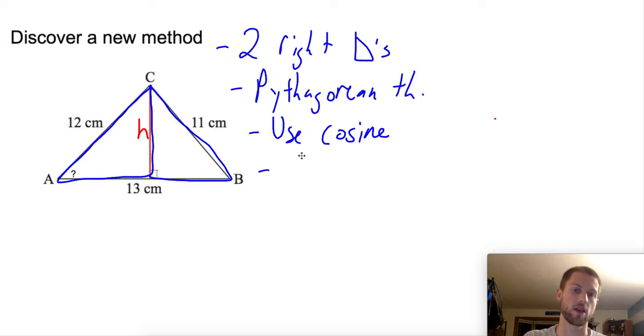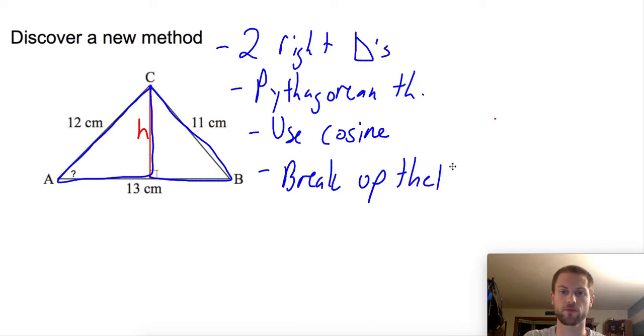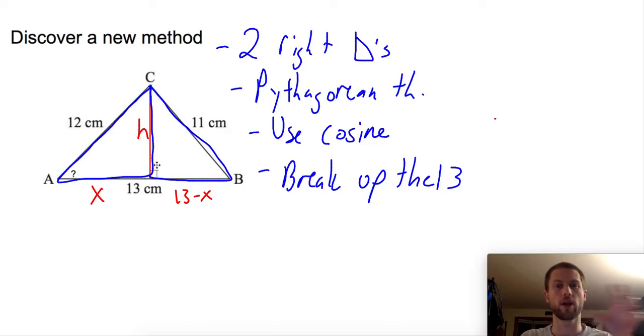The last thing I'd say is to break up that 13, this base here. We've dropped this altitude, and that's going to separate this base of 13 into two segments. We can call this segment x, and if this is x, then this must be 13 minus x. With this idea of pulling out these right triangles and using these tools, you should be able to come up with what this angle is. It's a little bit lengthy, but I challenge you to take a few minutes and see if you can figure it out before moving on. When you're ready to go, you can resume the video and we'll go through it together.